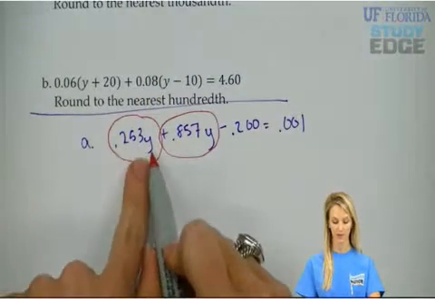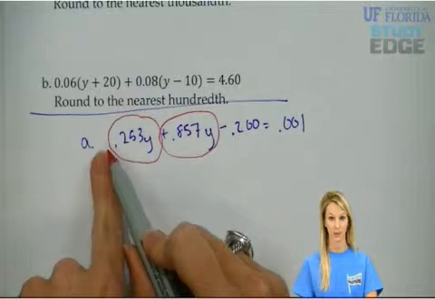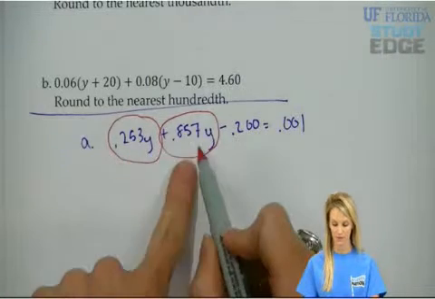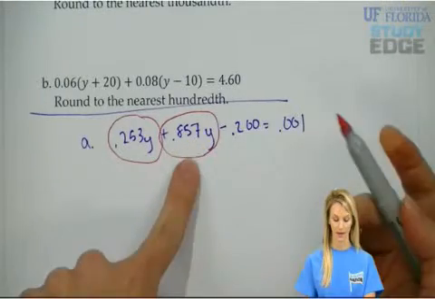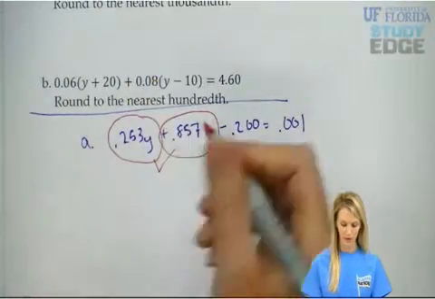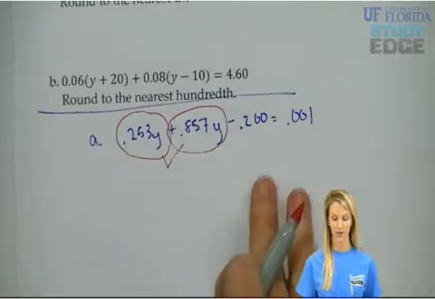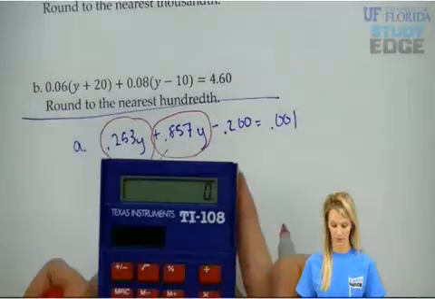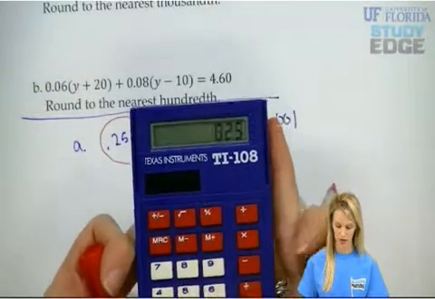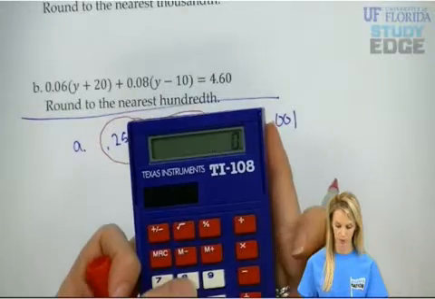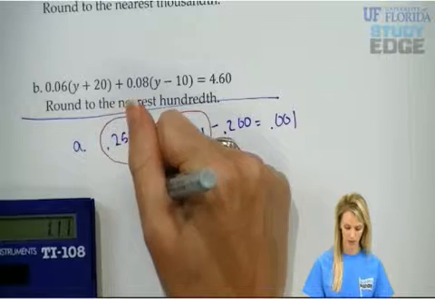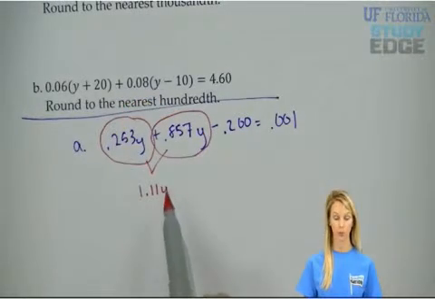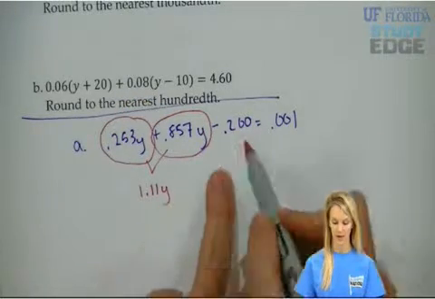Well, this 0.253y is positive, right? If it was negative, it would have a negative sign. So this is positive, and I have a plus 0.857y. So I'm just going to add these two together. 0.253 plus 0.857 gives me 1.11y. All right, now what do I have?